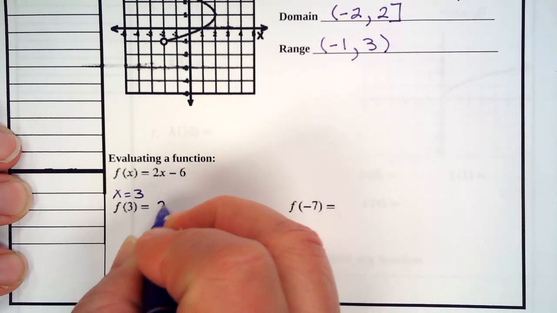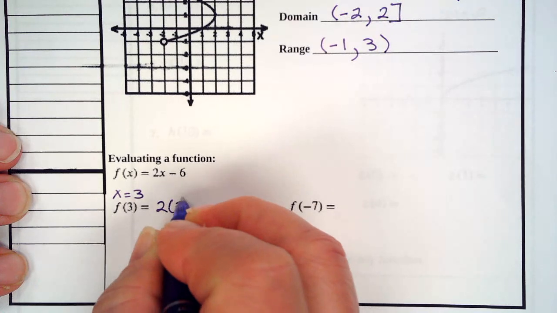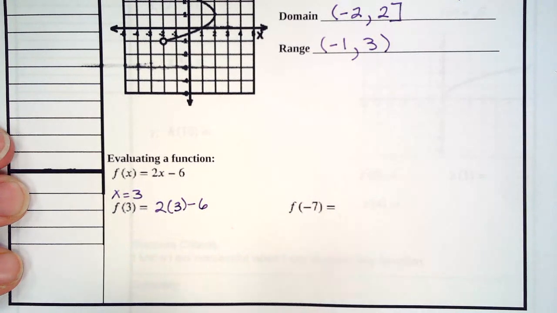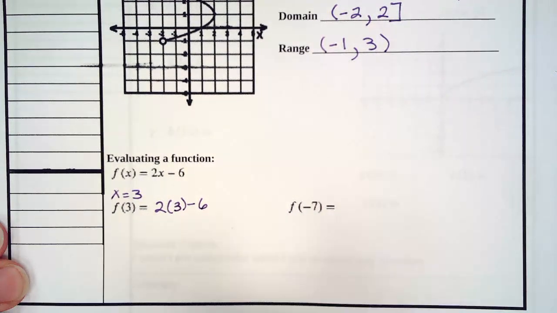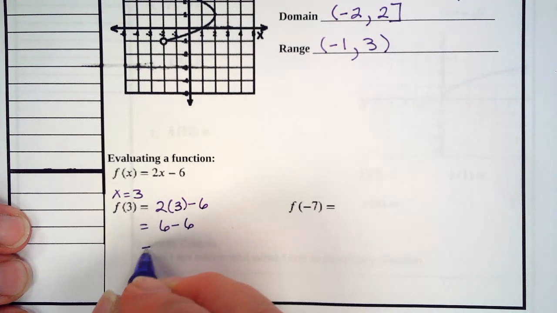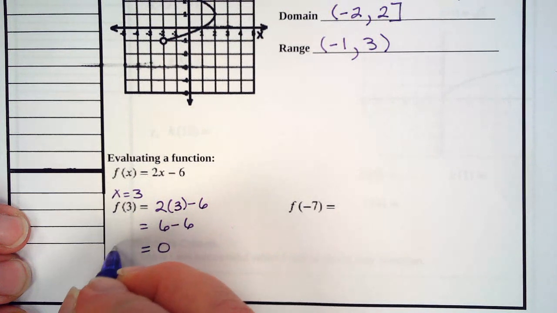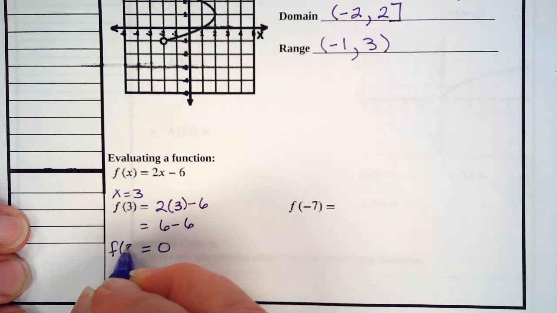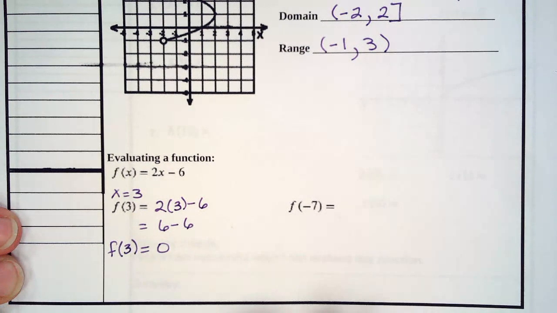So this is 2 times 3 minus 6. 6 minus 6, and you end up with 0. So my function f, when I evaluate it with 3, I get 0.